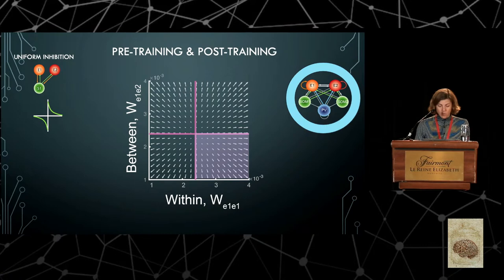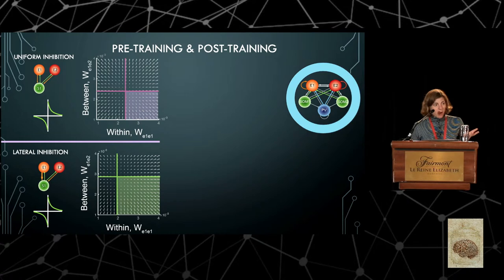Okay, so this is for just the uniform one. Now, you might not be surprised to find that the phase plot actually is not that different for our lateral inhibition model, except for one thing. This area, the sweet spot, is much larger in the lateral inhibition network. And where does that get you?